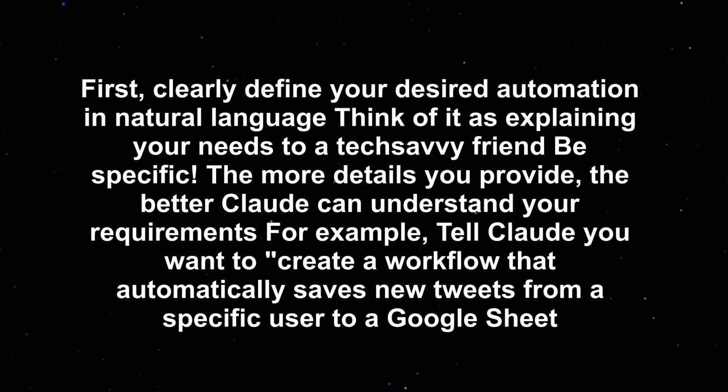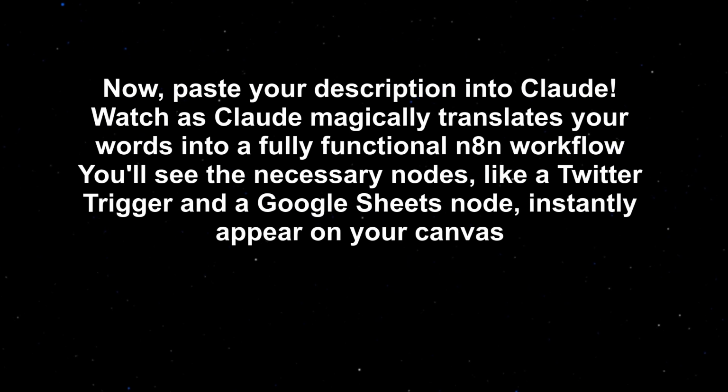Be specific. The more details you provide, the better Claude can understand your requirements. For example, tell Claude you want to create a workflow that automatically saves new tweets from a specific user to a Google Sheet. Now, paste your description into Claude. Watch as Claude magically translates your words into a fully functional N8n workflow. You'll see the necessary nodes, like a Twitter trigger and a Google Sheets node, instantly appear on your canvas.